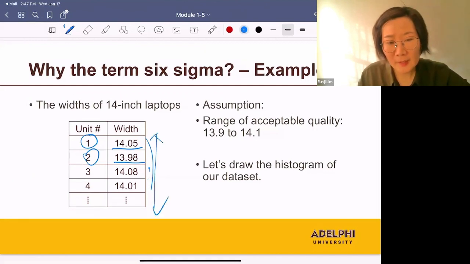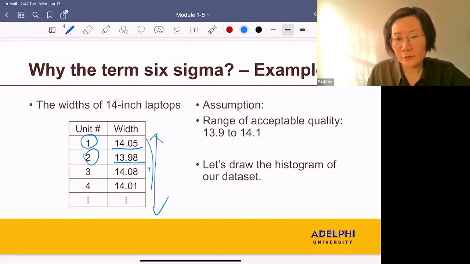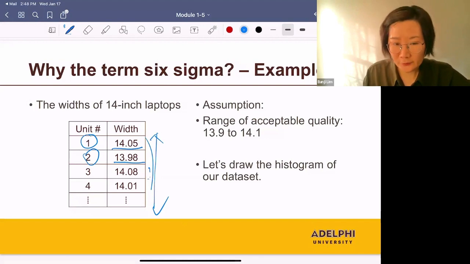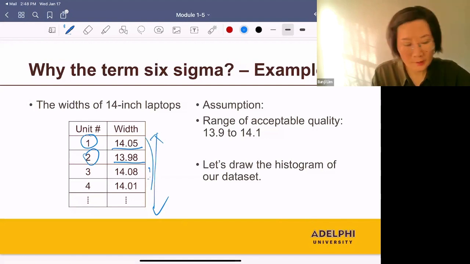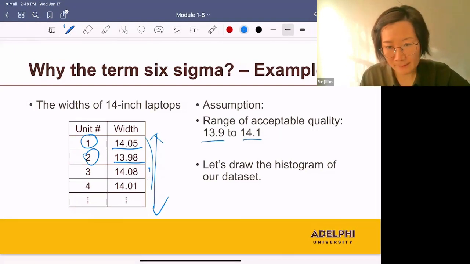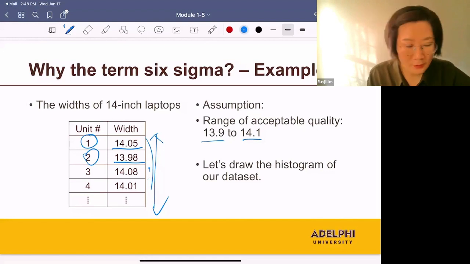So the question is, how large a variation can we allow? First, we have something called the range of acceptable quality. We're going to do a survey, and we find out that our customers are okay with our products as long as the size is between, say, 13.9 and 14.1. So they will tolerate some deviation from the target value. So this is the range of acceptable quality.